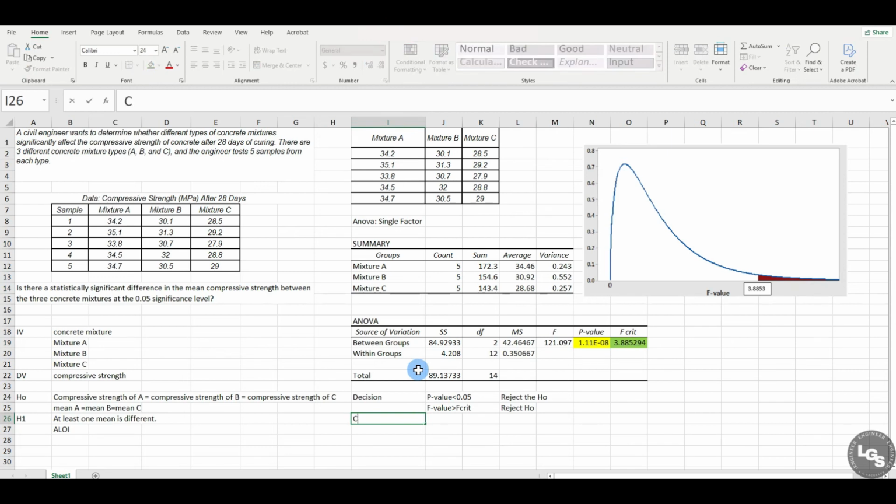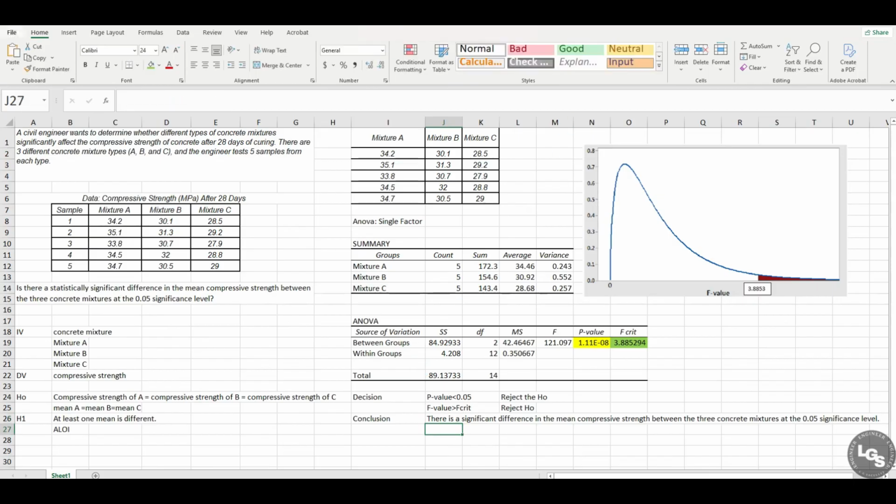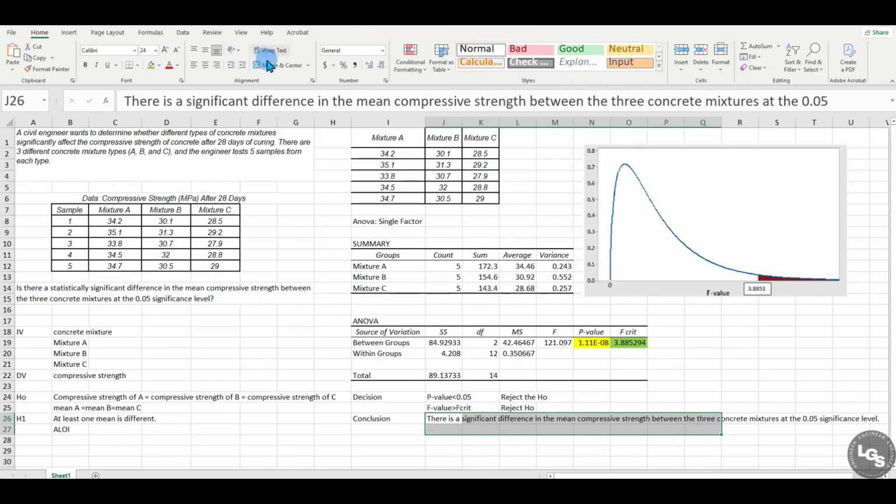So our conclusion: because we have rejected the H0, there is a significant difference in the mean compressive strength between the three concrete mixtures at the 0.05 significance level. So this is how we perform a one-way ANOVA in Excel.